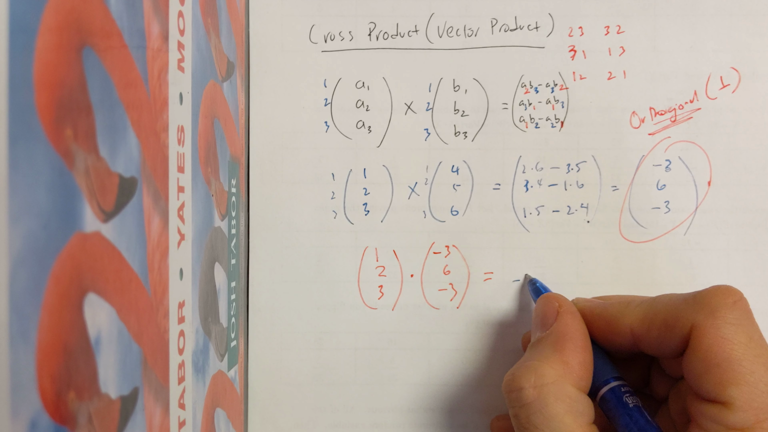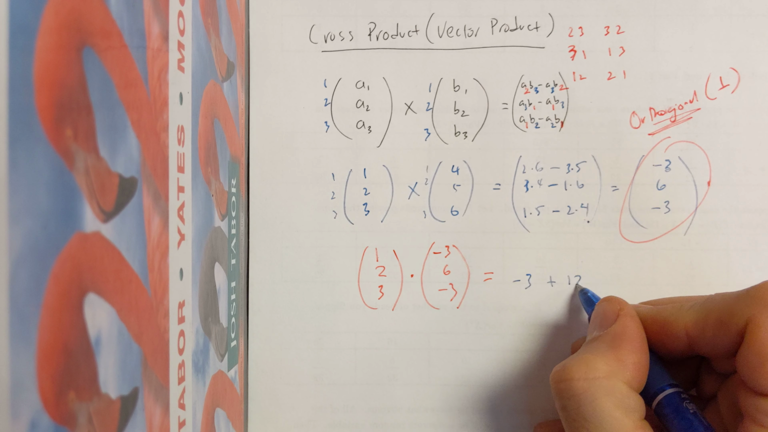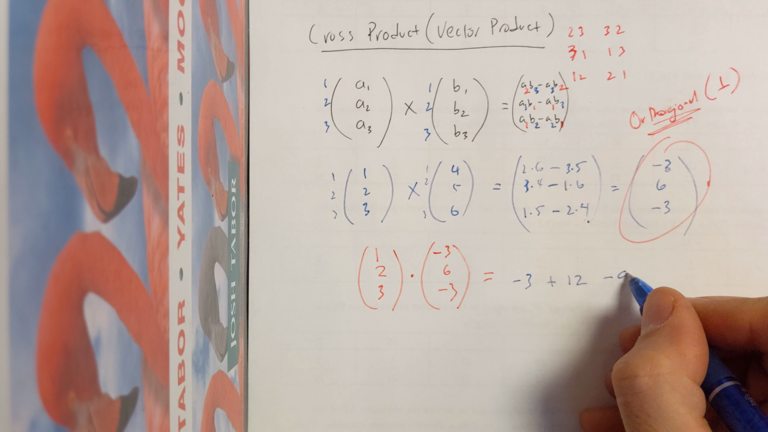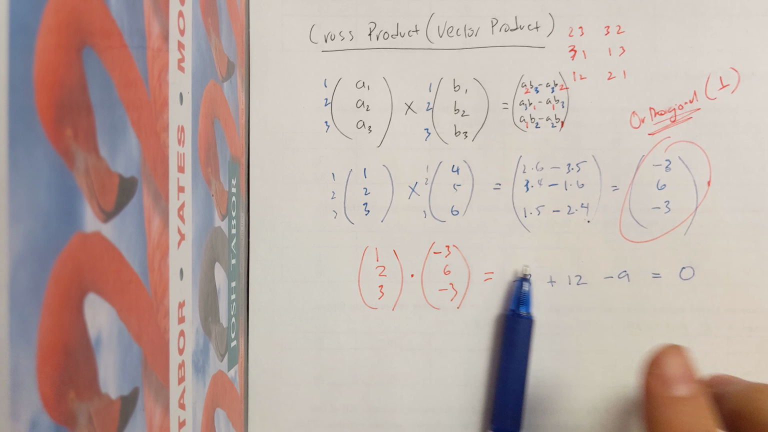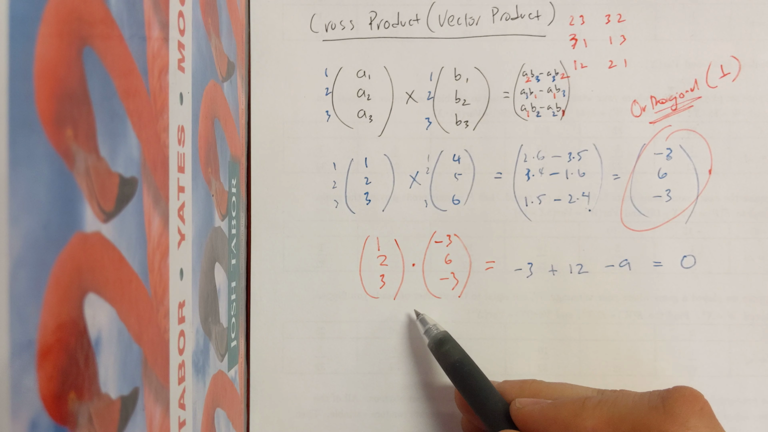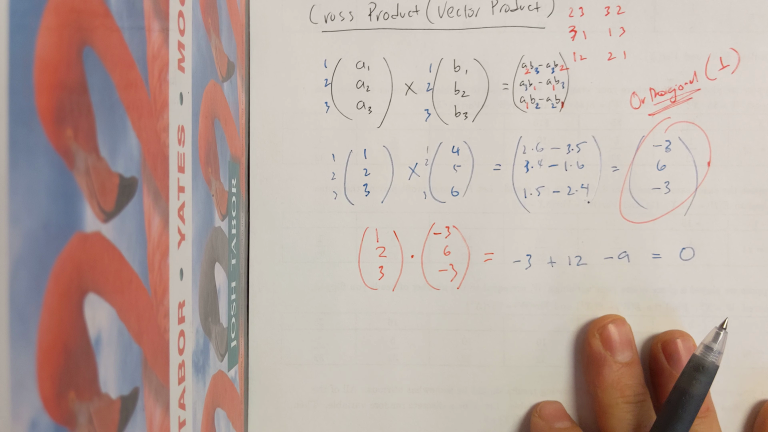So 1 times negative 3 is negative 3, and we'll add to that 2 times 6, which is 12, and then we'll add to that 3 times negative 3, which would be negative 9, and when you do the math, you get 0, right? That justifies saying that this vector here, 1, 2, 3, is orthogonal to negative 3, 6, negative 3. So that's kind of neat and nifty, right?